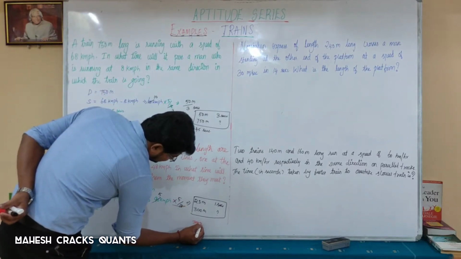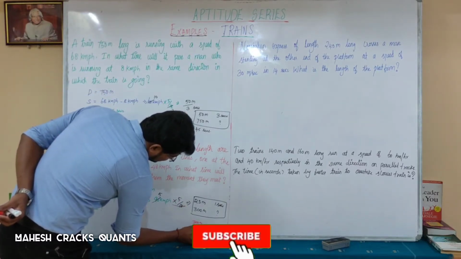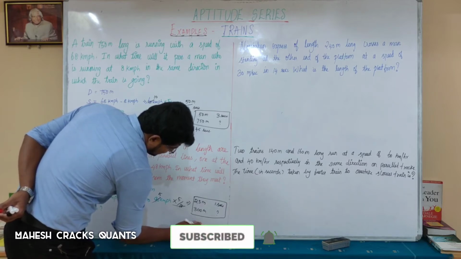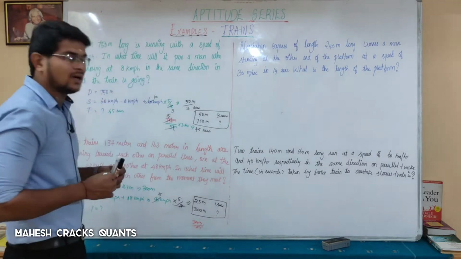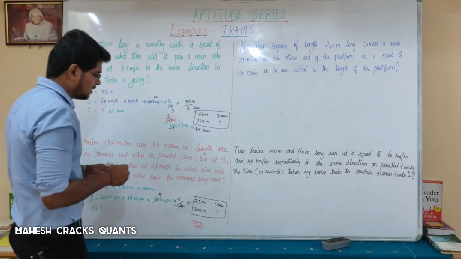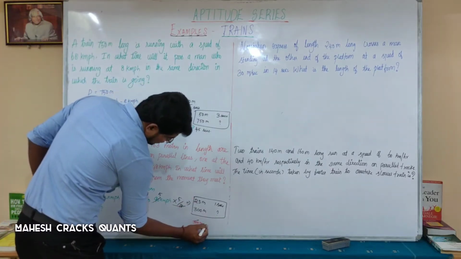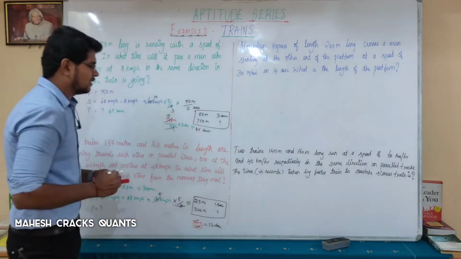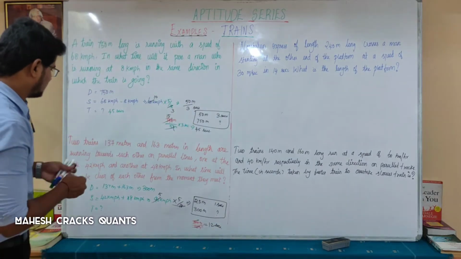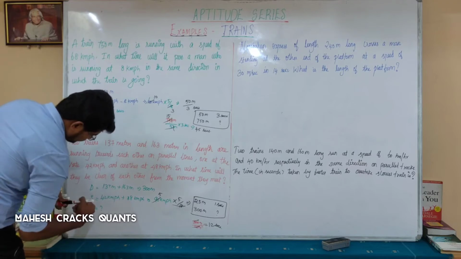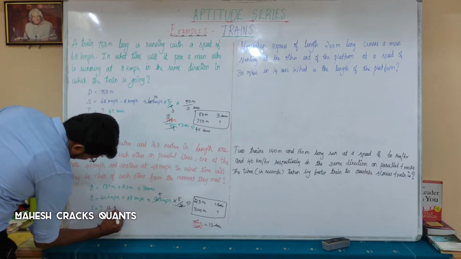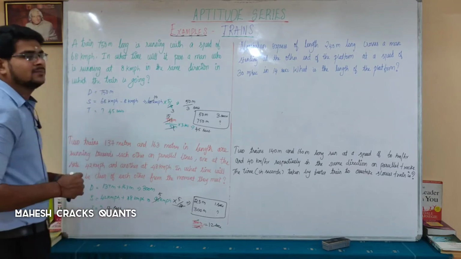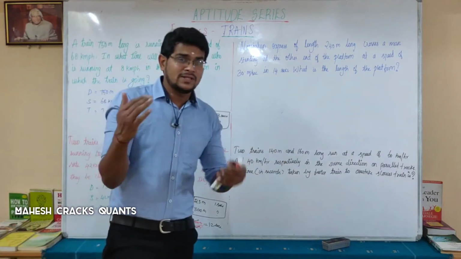You will get 25 meters into 1. So 1 will not be considered. So cancel this. How many times of 25 is there in 300? 12 times. So the answer is 12 seconds. So both the trains take 12 seconds to cross each other. So this crossing is in the opposite direction.